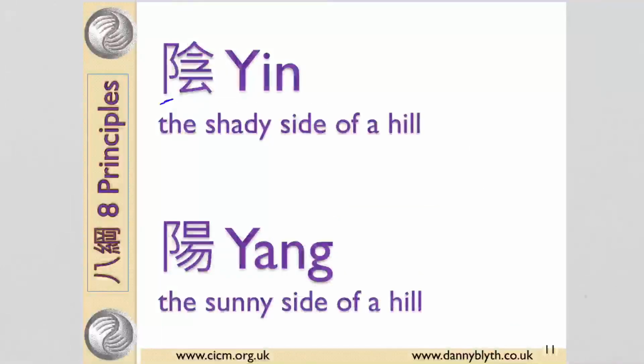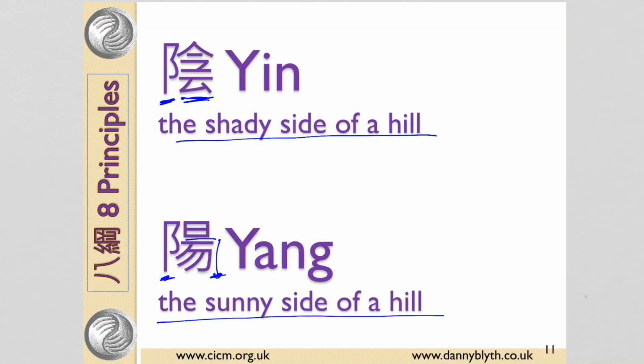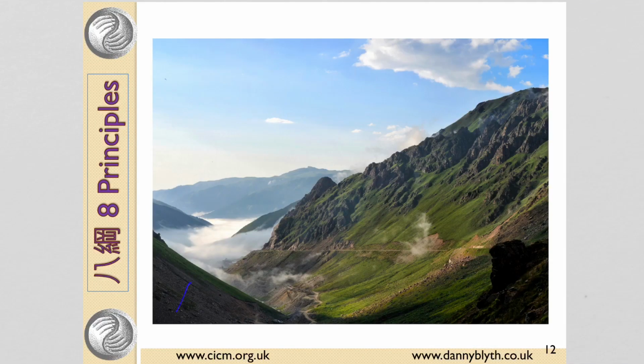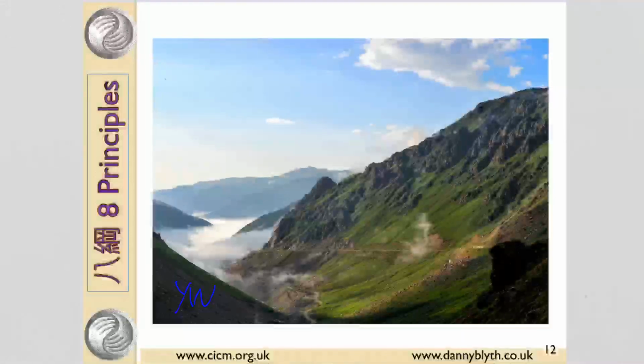So yin shows a hill and the presence of clouds, so it's the shady side of a hill, and yang shows a hill again, but the sun with its rays coming down, or the sunny side of a hill. If you like words, their English equivalents are ubac and adret, but they represent the feminine and masculine principles. So the shady side is yin and the sunny side is yang.